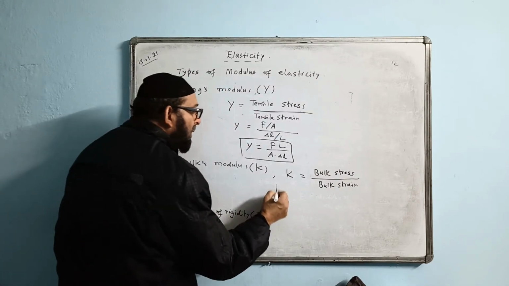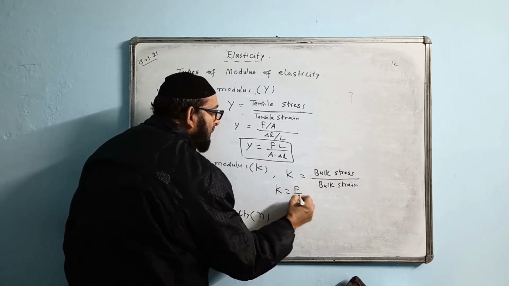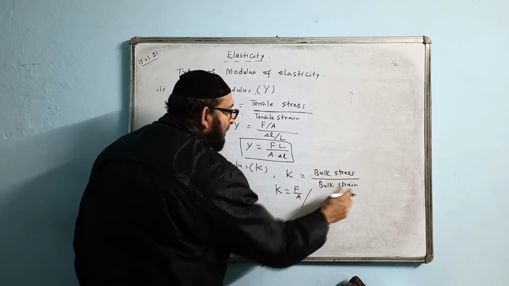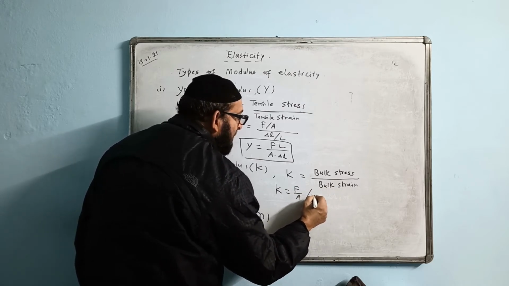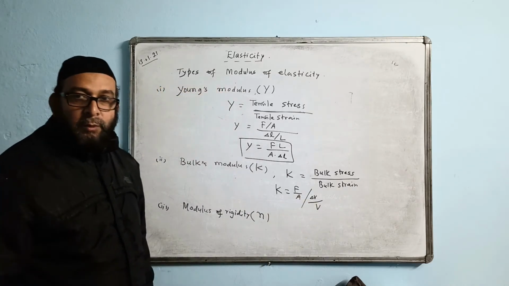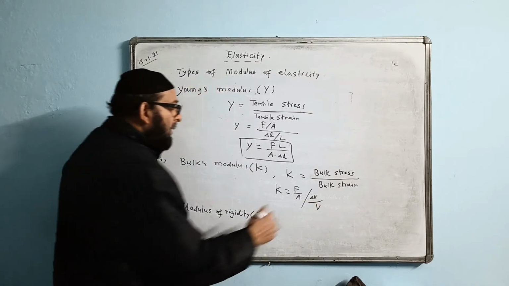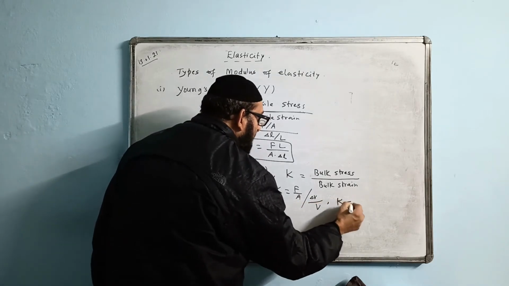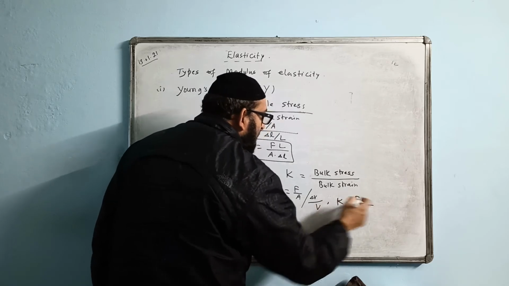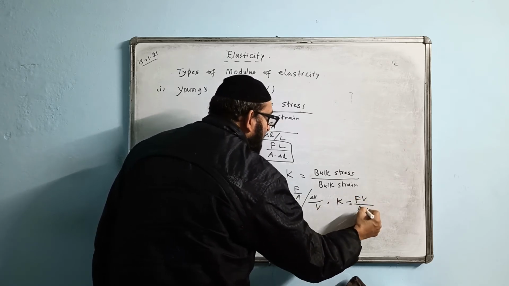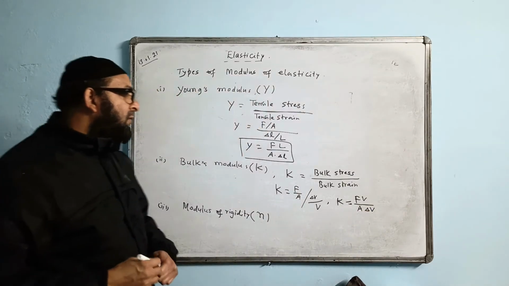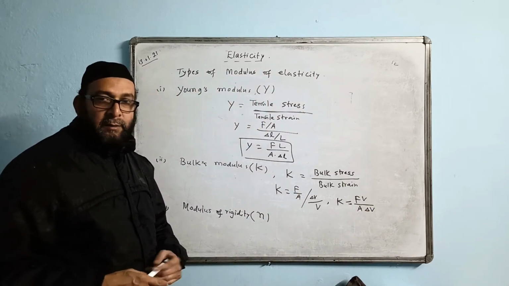Then here the formula I will be writing as F by A for stress, divided by bulk strain. Bulk strain I will write as change in the volume per original volume. This will produce change in the volume of the body. That means the value of K I will write like this: F by A over delta V by V. This is the formula of bulk modulus K.